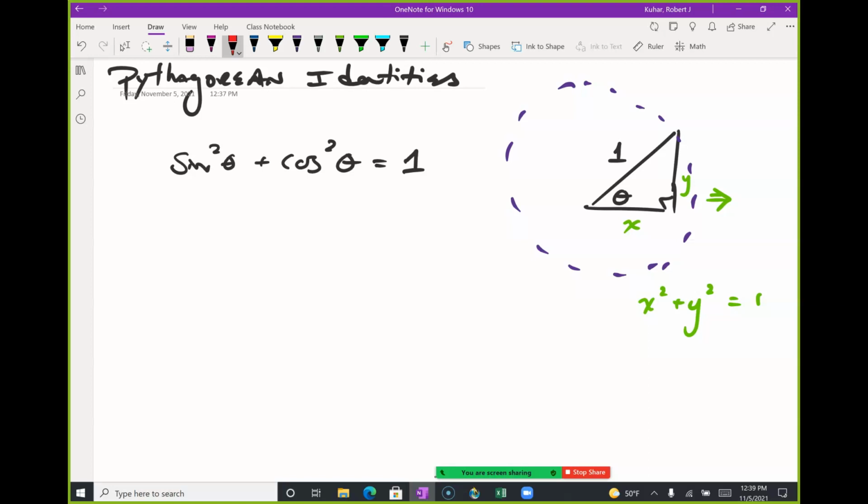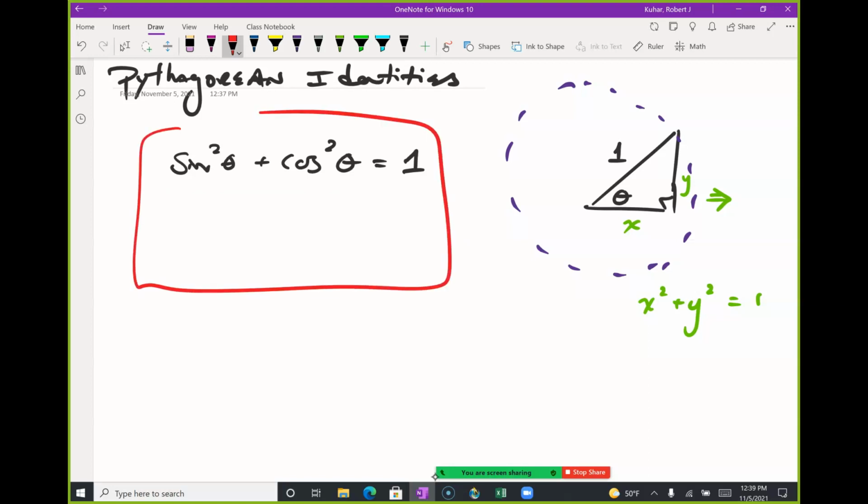So it's obvious, right? X squared plus y squared is 1. And of course, we know cosine is really an x, sine is really a y, so sine squared plus cos squared is 1, right? So from this particular identity, that's the only one I'm going to memorize. I'm going to generate 2 others.